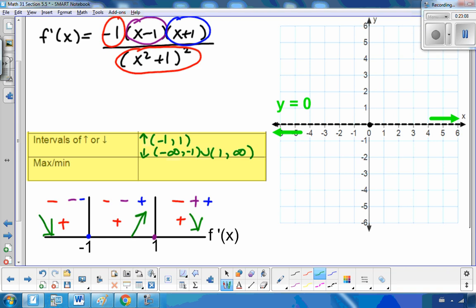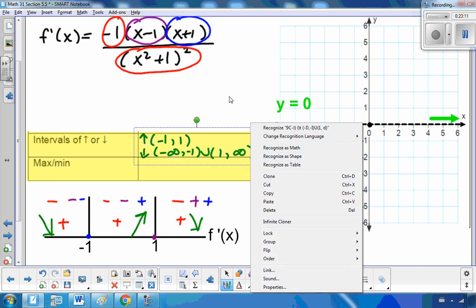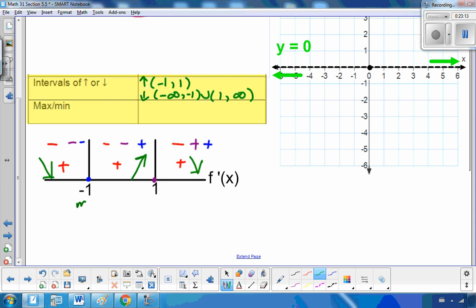Okay, so if I decrease to the left, increase to the right, that means that I have a minimum at negative 1. So in my original equation, negative 1 over negative 1 squared plus 1, that all ends up being negative 1 over 2. So that means that I have a minimum at negative 1 and negative a half. So I can put that one on the graph. So at negative 1 and negative a half, right about there, I have a min.